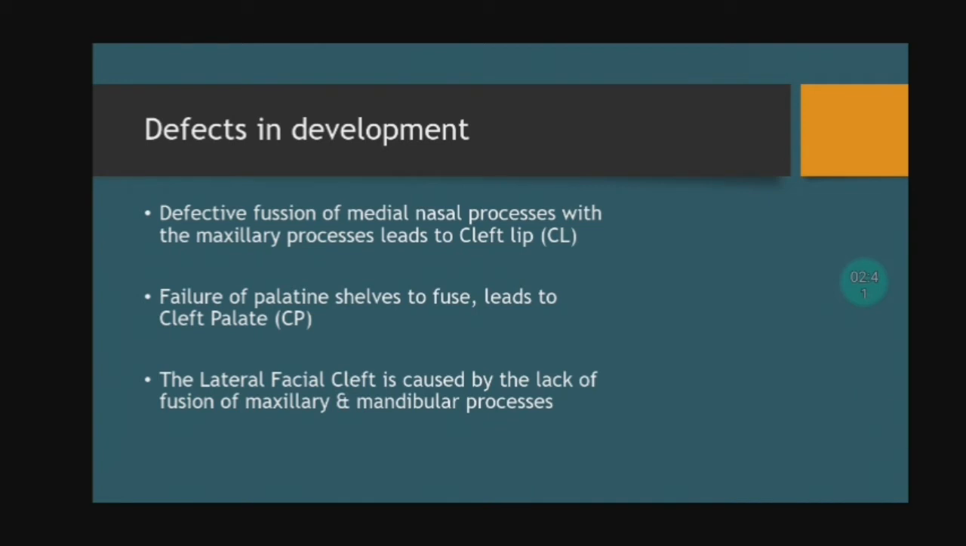The defective fusion of the medial nasal processes with the maxillary processes leads to cleft lip. Failure of the palatine shelves to fuse leads to cleft palate. The lateral facial cleft is caused by the lack of fusion of the maxillary and mandibular processes.